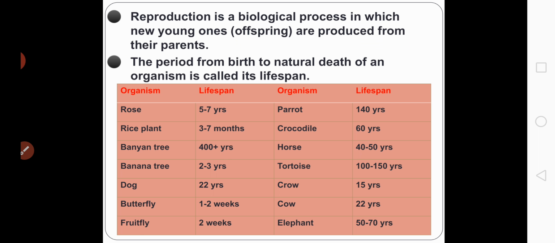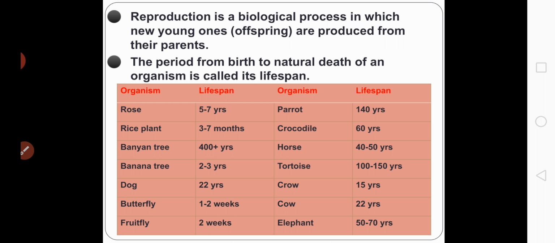Moving on to the next point, each and every organism can live only for a certain period of time, and this period from birth to natural death of an organism is called lifespan. Once again I'll repeat, lifespan is nothing but the period from birth to natural death. So natural death is important. Birth to natural death of an organism is called lifespan.